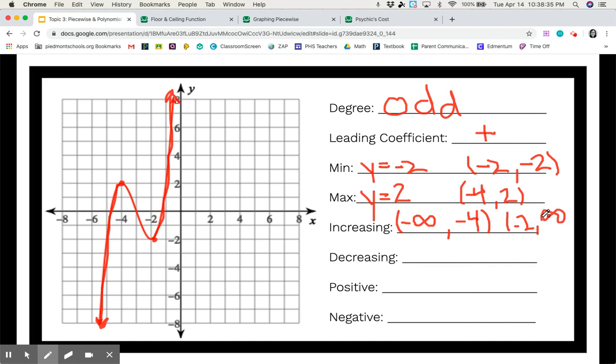So if you notice, I didn't use a square bracket on this -4 or -2. Those endpoints are called turning points. Okay, let me erase this. So this point right here is called a turning point. This right here is called a turning point. So if you recall from topic 2, I had you guys add minimum and maximum and turning points to that. And so those minimum maximums, those are occurring at those turning points.